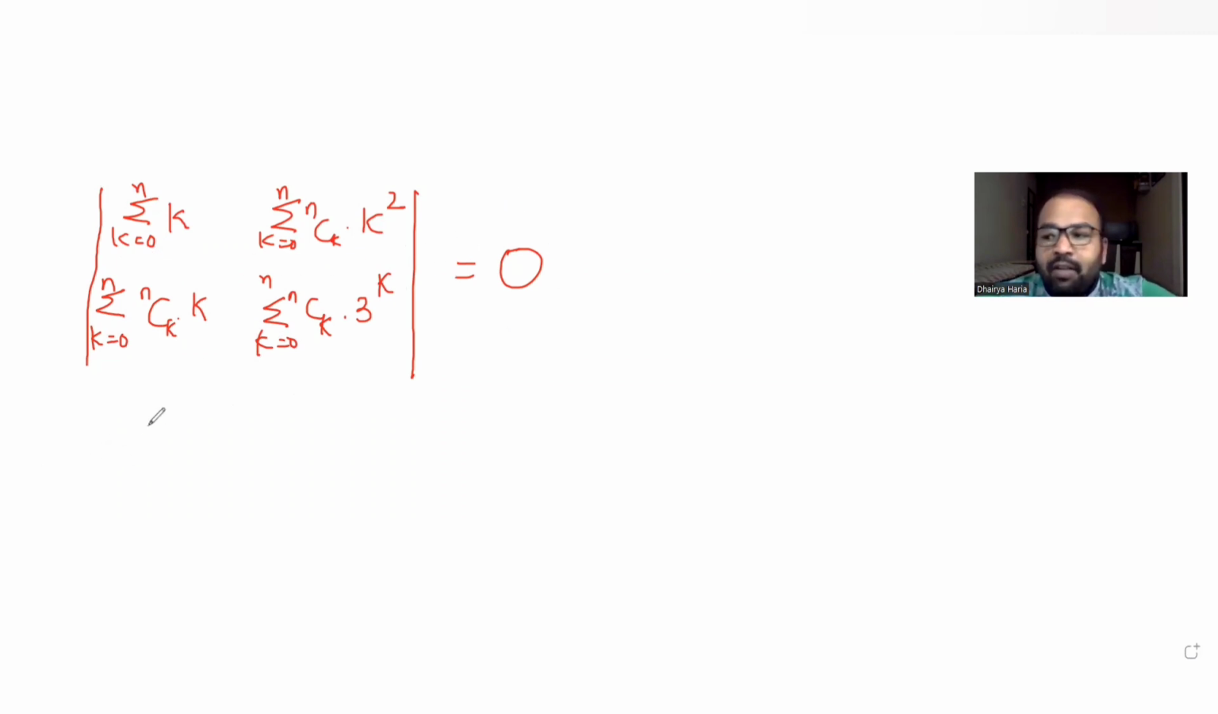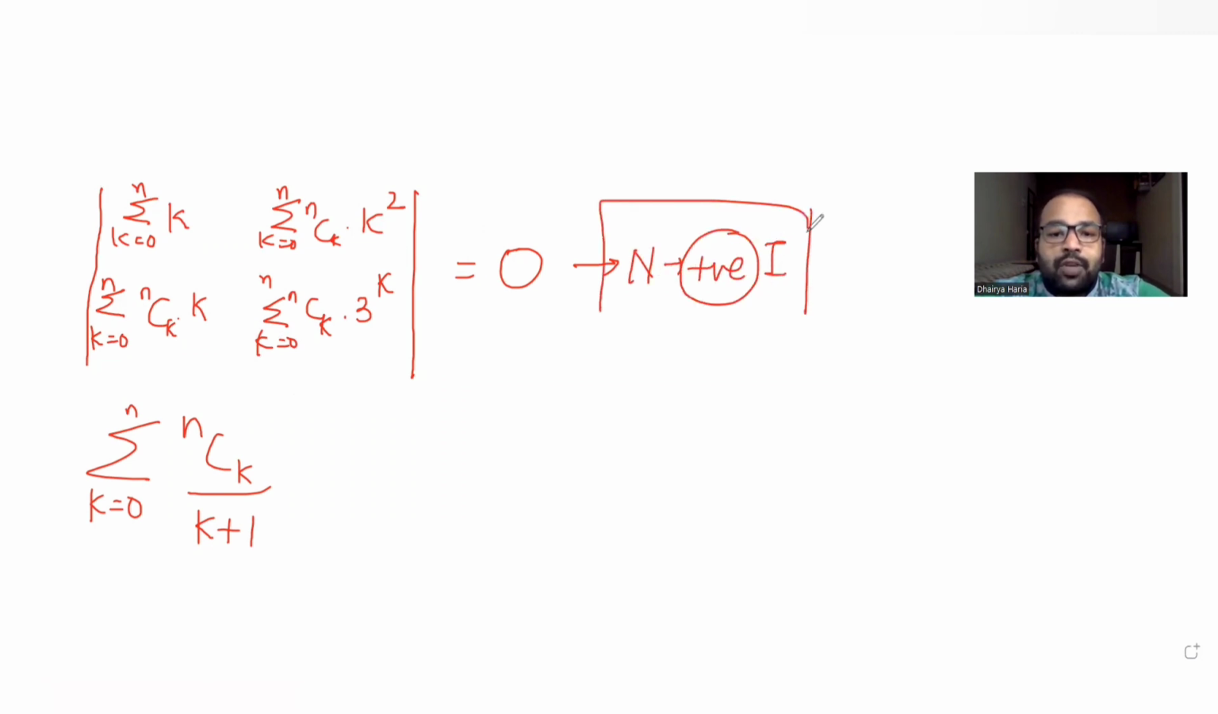We need to find the value of summation of k equals 0 to n of nCk upon k plus 1. It is also given that this is true for some positive integer n. So n has to be a positive integer. Let's first try to find the value of n, and whatever value of n we get here, we'll substitute it in the question asked.